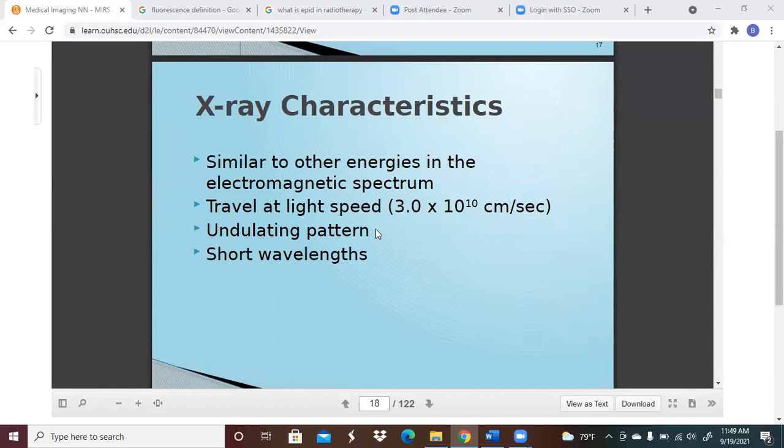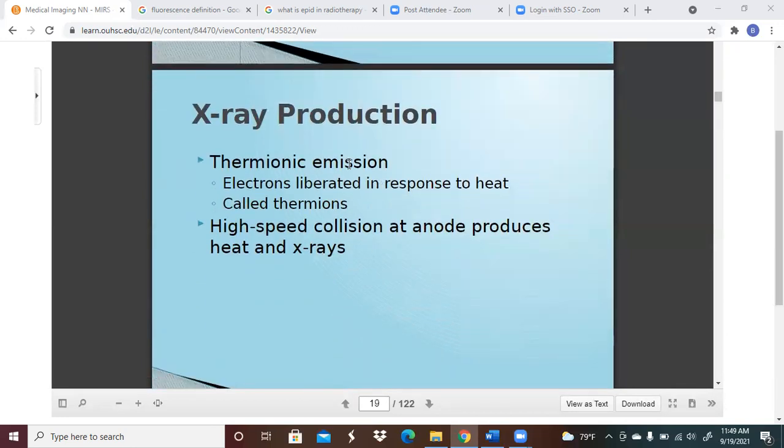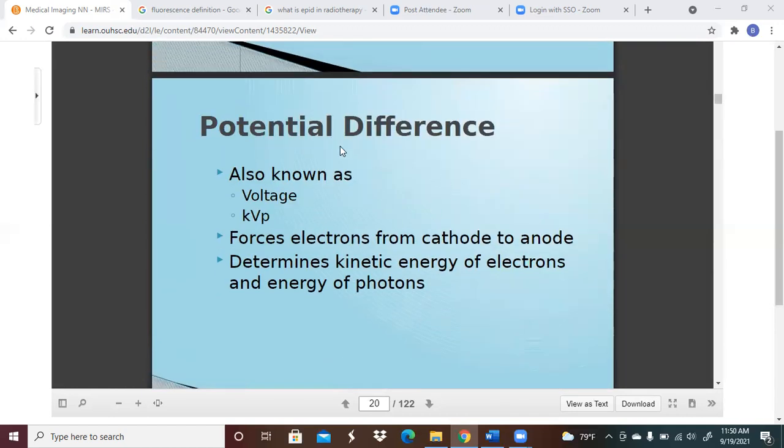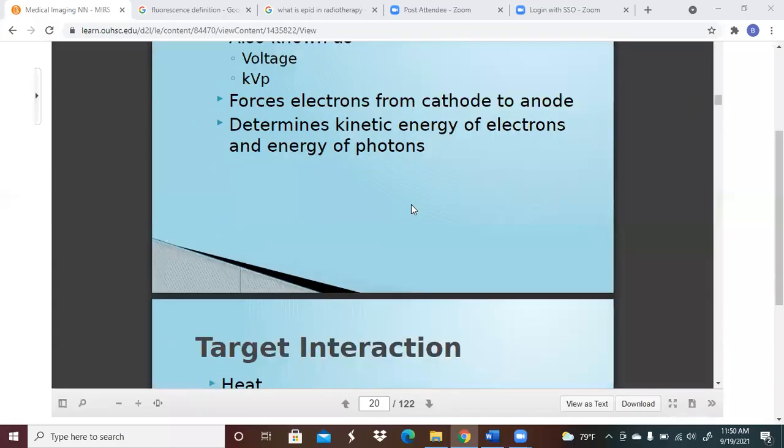So the characteristic X-rays are similar to other energies in the electromagnetic spectrum. Obviously, they travel at the speed of light. They have an undulating pattern, and they have short wavelengths. The thermionic emission is the electrons are going to be liberated in response to the heat, and they're called thermions. High-speed collision at anode produces the heat and the X-rays. Potential difference is going to be the voltage that is applied there. At peak, it is called kilovoltage peak. In other words, a maximum amount there. Forces the electrons from the cathode to the anode and determines kinetic energy of electrons and energy of photons.